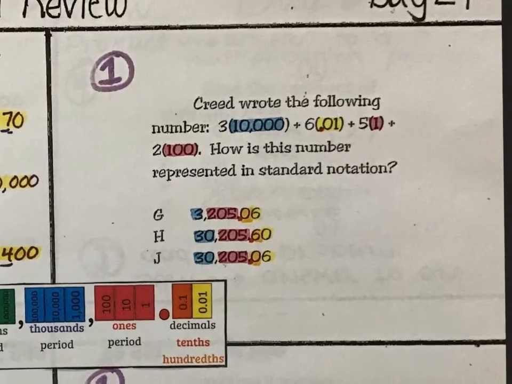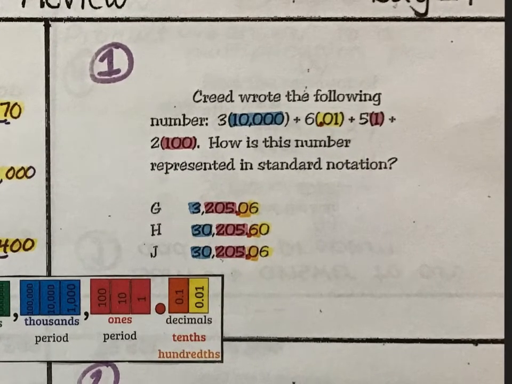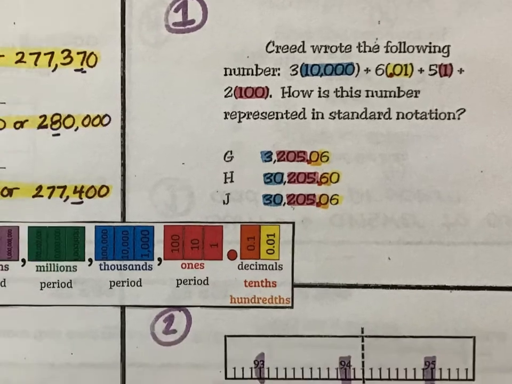Okay, over here where it says number 1, and remember to pause as you need. Number 1, Creed wrote the following number, 3 times 10,000 plus 6 times 100th plus 5 times 1 plus 2 times 100. How is this number represented in standard notation?